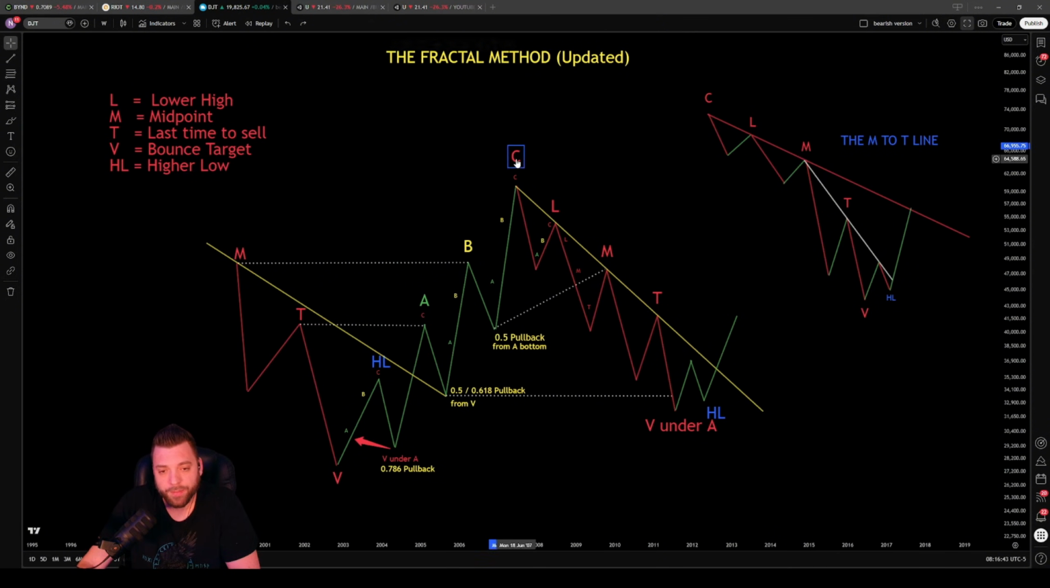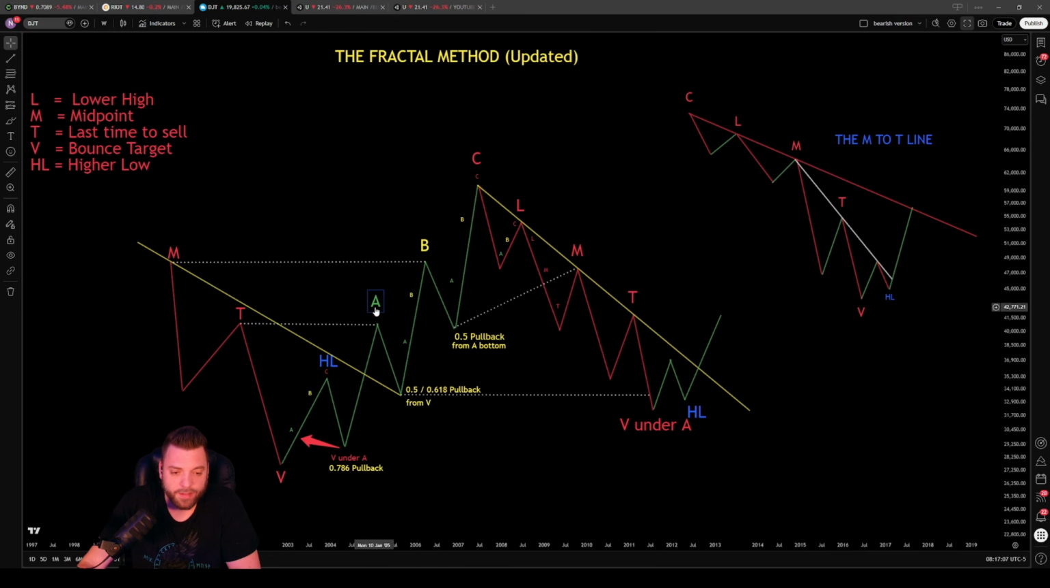The trend line you can pull from your top over your L and T to the downside. The higher low most of the time is under this trend line. When you finish your higher low, you will break out of this trend line and you will form your A. Also the A has an A, B, C, L, M, T.